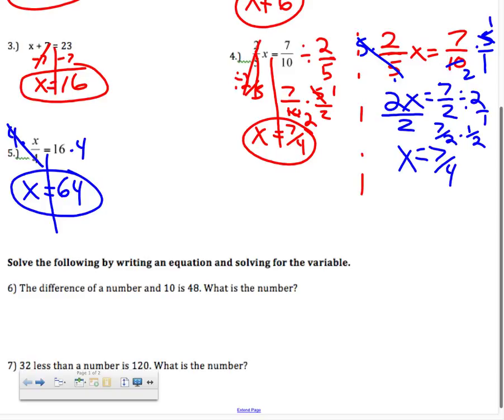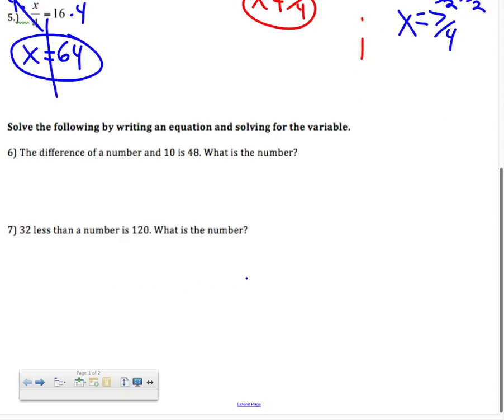Word problem-wise, there's no real difference. You just have to make sure you set it up correctly. So remember the keywords: sum is addition, difference is subtraction, product is multiplication, and quotient is division, along with a few other words here and there that mean them as well. So this one says the difference of a number and 10 is 48. What is the number? Well, let's first write down the equation.